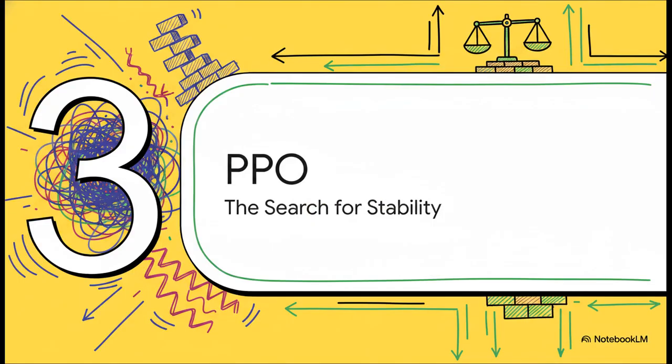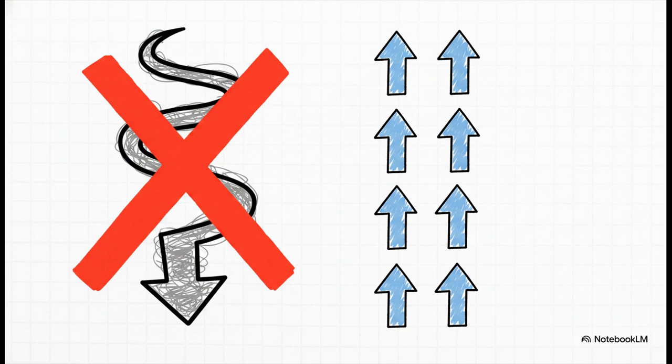Now, that instability problem with REINFORCE, it was a big deal. It led researchers to develop a much more advanced and way more stable solution, proximal policy optimization, or as everyone calls it, PPO. The best analogy for PPO is a really cautious golf coach.